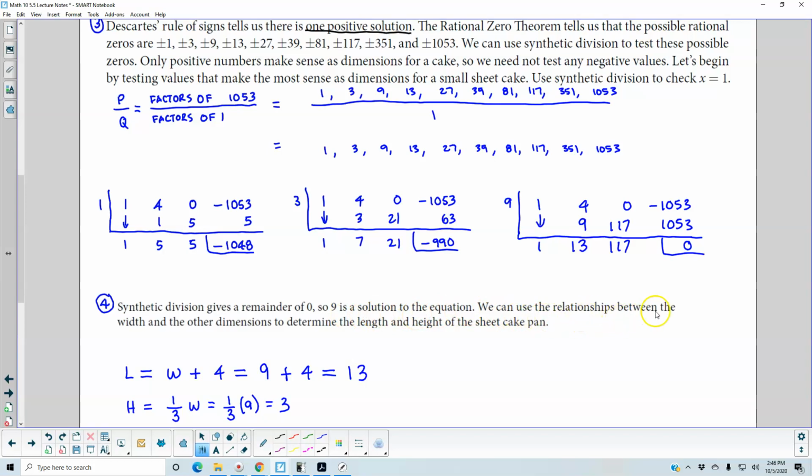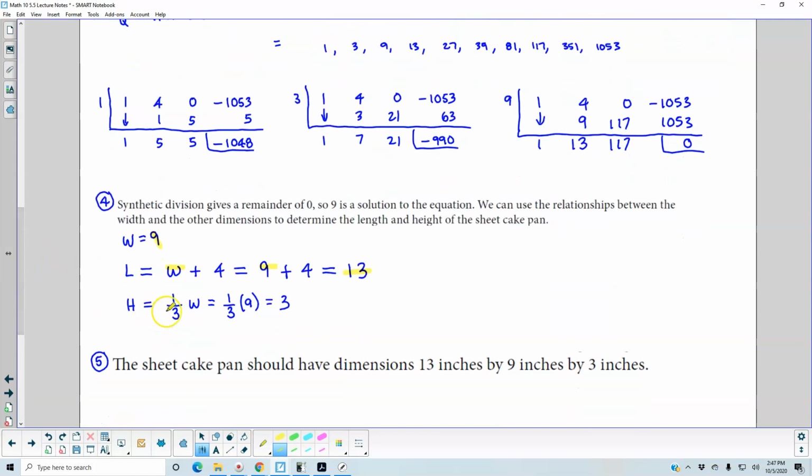We can use the relationships between the width and the other dimensions to determine the length and the height of the sheet cake. We know that the width is 9, so W equals 9. Then we can find the length by plugging in 9 for W, and 9 plus 4 gives us 13. To find the height, it's 1/3 times 9, which is 3. So the sheet cake pan would have the dimensions 13 by 9 inches by 3 inches.